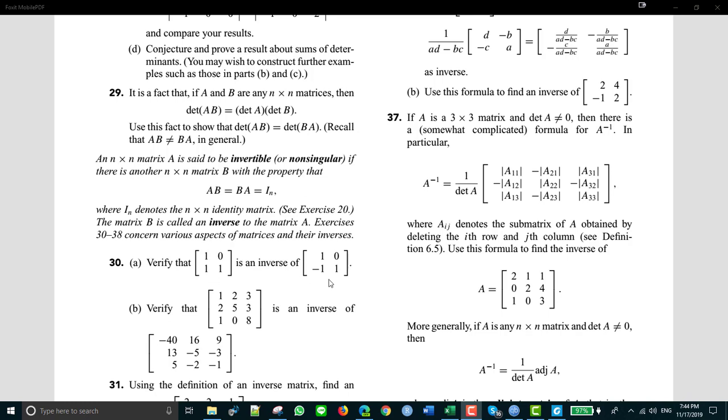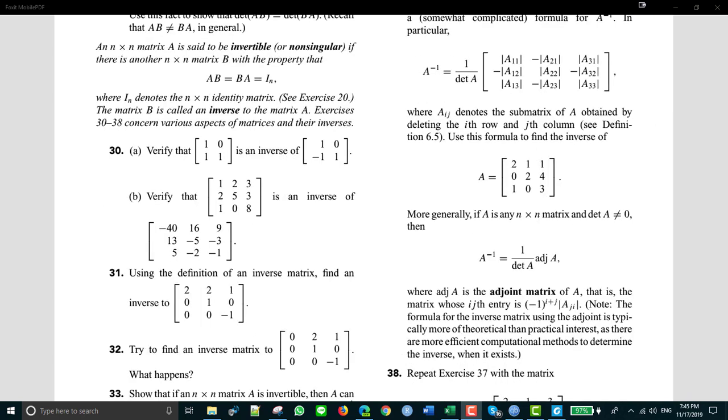So, for example, they say verify that this is the inverse of this. You just have to multiply the two of them together and check to see if you get the 2 by 2 identity. Here, they say verify that these two are inverses. That means you have to multiply them together and see if you get the 3 by 3 identity element. Now, this one is a bit more trouble. We have to find the inverse of this. And here they say, try to find the inverse, and then they say what happens. So apparently it's not going to work. So this may not be invertible.